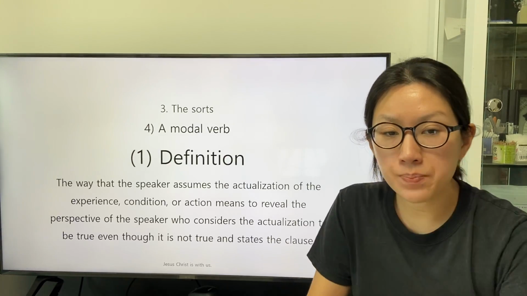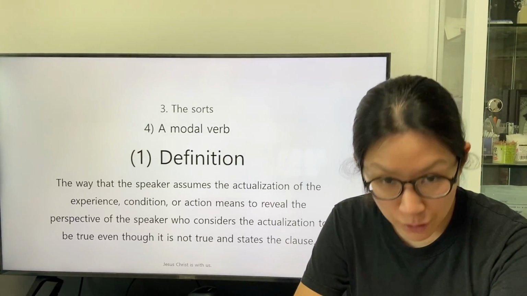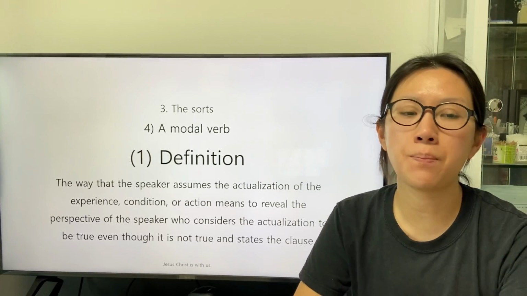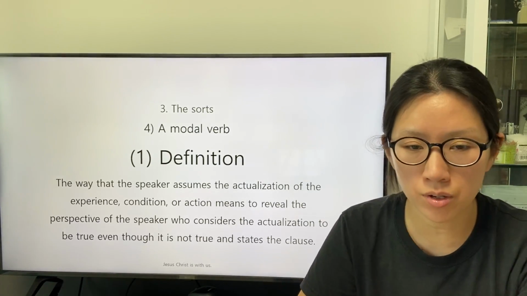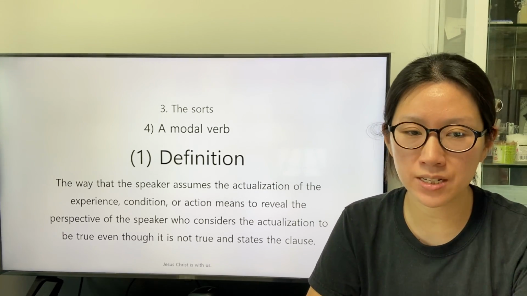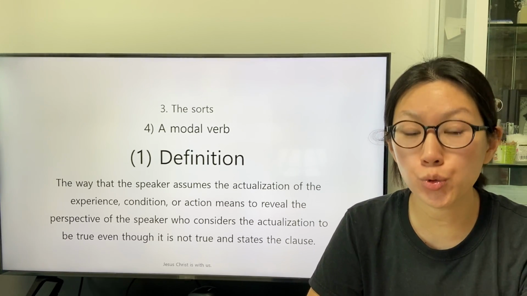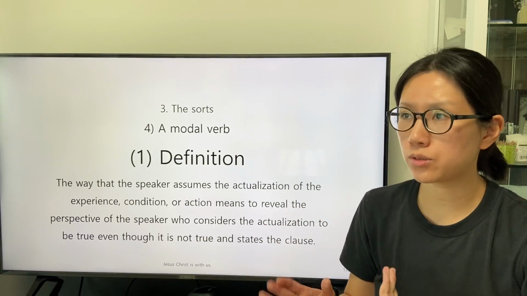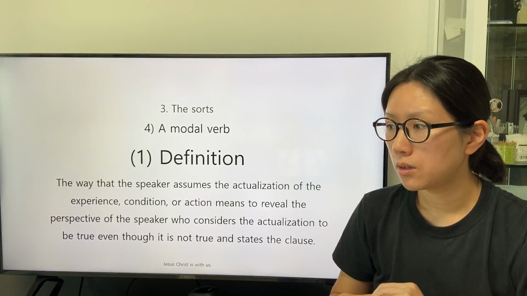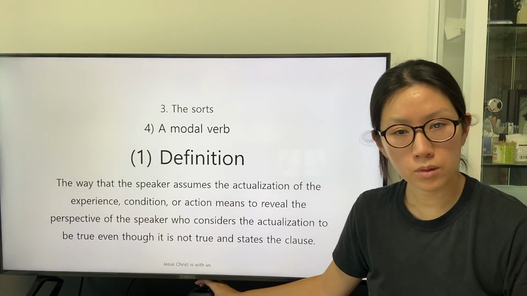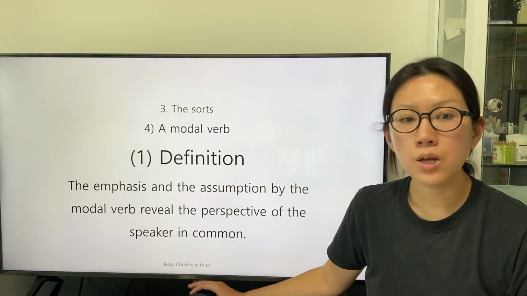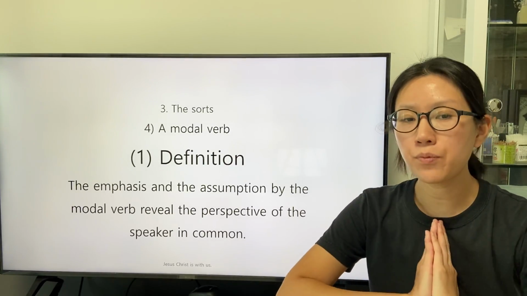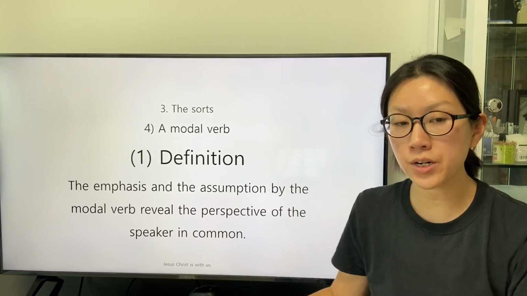The way that the speaker assumes the actualization of the experience, condition, or action means to reveal the perspective of the speaker who considers the actualization to be true, even though it is not true, and states the clause. The emphasis and the assumption by the modal verb reveal the perspective of the speaker in common.